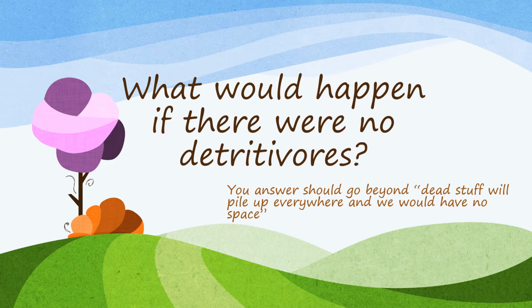So the reason why you need detritivores is because they cycle the nutrients back into the ecosystem. If there were no detritivores, eventually all of our nutrients would get stuck in dead bodies and they wouldn't get back into the ecosystem, and all life would cease to exist because there were no more nutrients available.